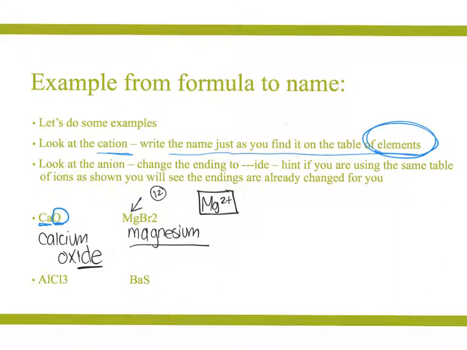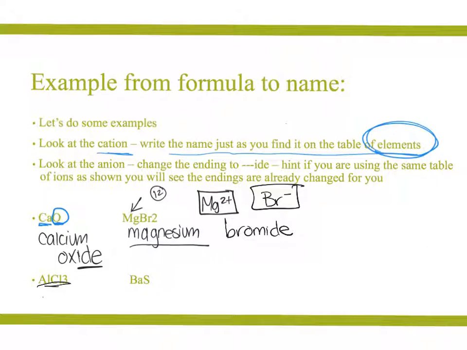The next one is Br. So when I look for Br on my table of ions, I see that Br is bromide. So I write magnesium bromide. Okay, let's go down to here. So this is supposed to be AlCl3. So Al, and if I'm going too fast, you might want to pause it first and then try them before you hear me say the answers too.